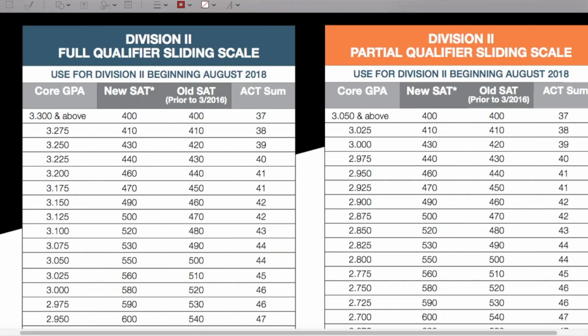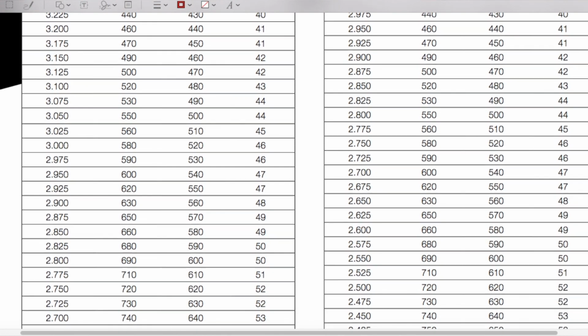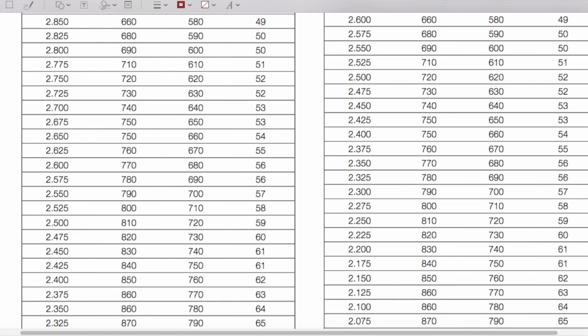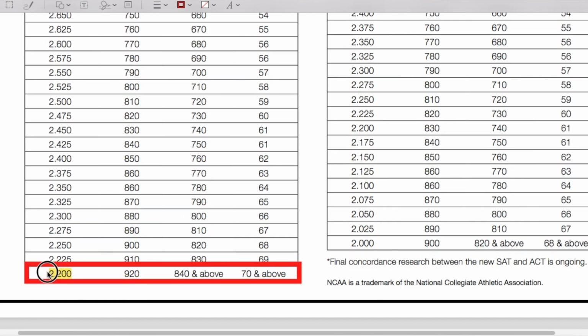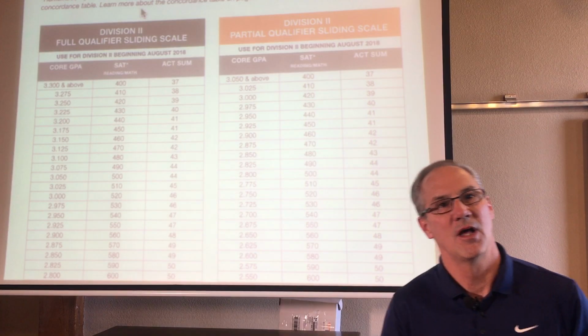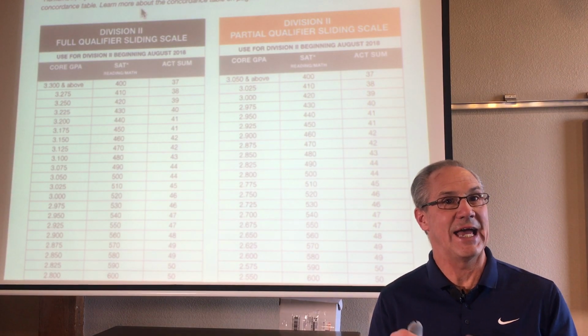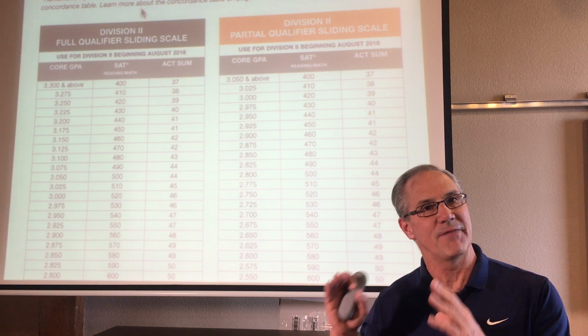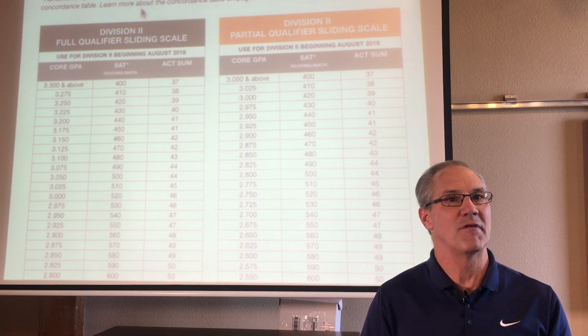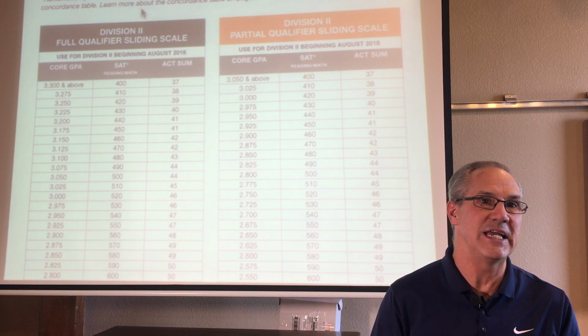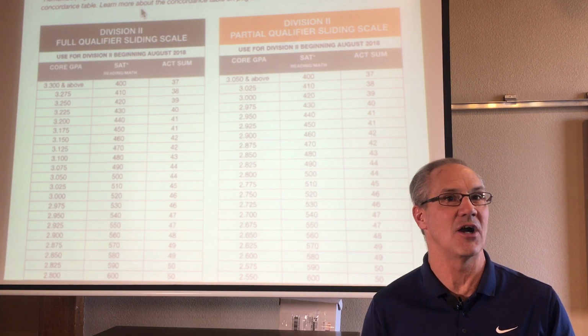If your core GPA was a 2.2, which is the lowest GPA you could have and still be eligible at an NCAA Division II university, your freshman year, your ACT sum would have to be above 70 or SAT score of 920. For initial eligibility in an NAIA school, and remember that's a different governing body, you must have a minimum composite score of 18 on the ACT or 860 on the SAT.